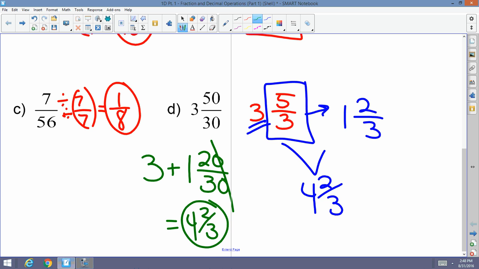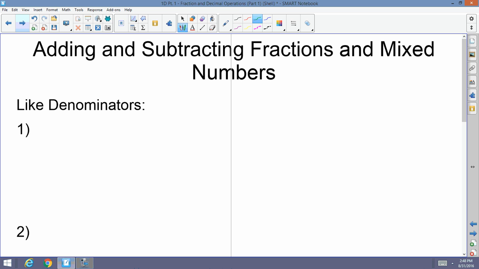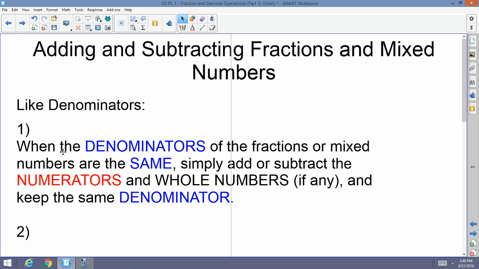Okay, so simplifying fractions, we're going to need that pretty much for the rest of your mathematical career. Now, let's talk about adding and subtracting fractions and mixed numbers. But the first type we're going to talk about is when they have like denominators, when the denominators are the same. And when this occurs, simply add or subtract the numerators and whole numbers, if any, and keep the same denominator.